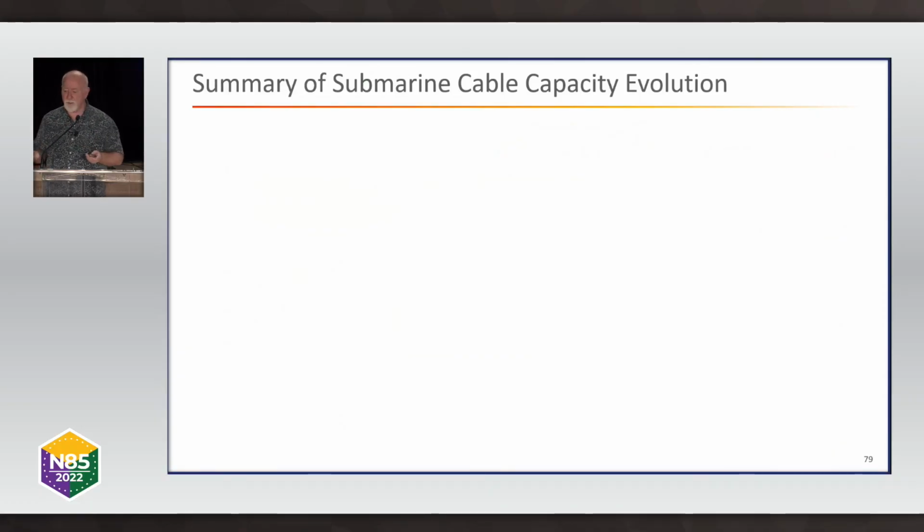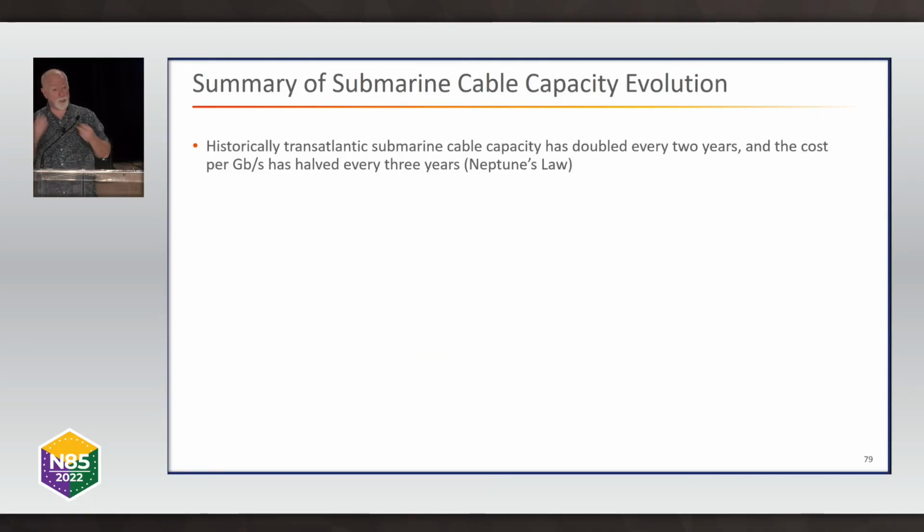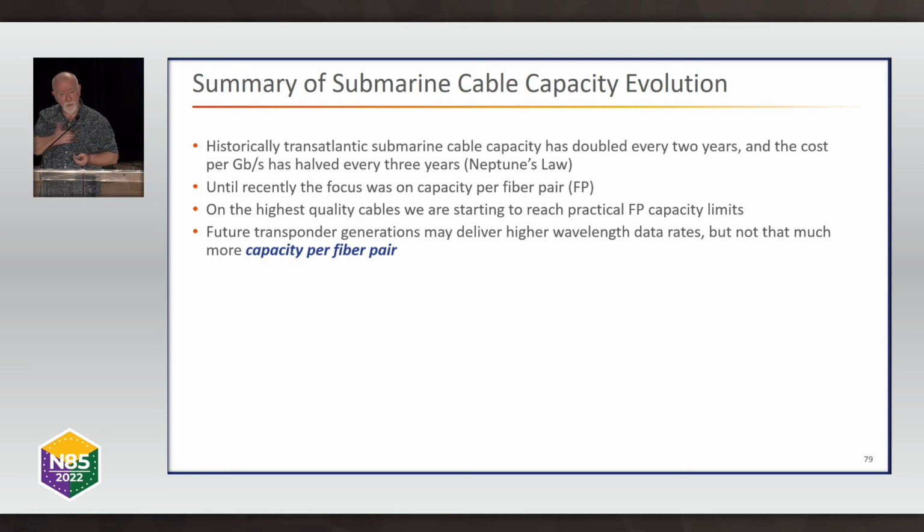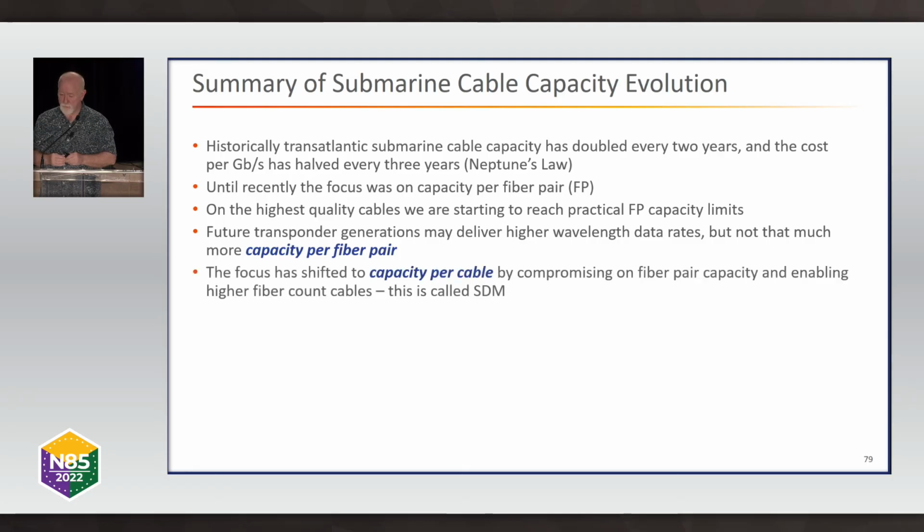So, a summary of submarine cable capacity evolution. Historically, we have transatlantic cable capacity that's doubled every 2 years. The cost has halved every 3 years. And until recently, the focus of development was on fiber pair capacity. It's now changed that on the highest quality cables, we're reaching the limit of what we can achieve per fiber pair. And so the focus changes to total cable capacity, and that's where SDM comes along.